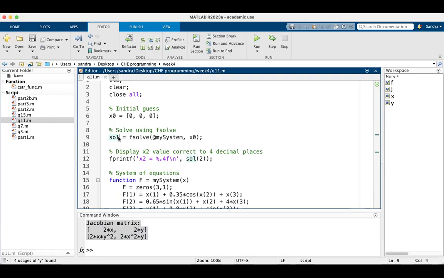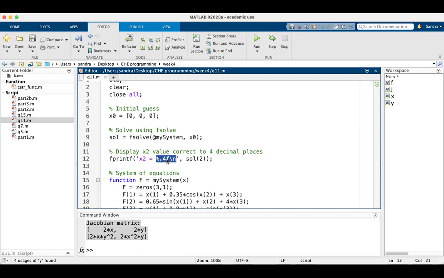But remember that the solution will have three values. It will have x1, x2, and x3, out of which you only have to print the second value. So how do you do it? You can do it by using fprintf, and this is a string parameter, so that is x2 is equal to. This is how you enter a value inside a string.